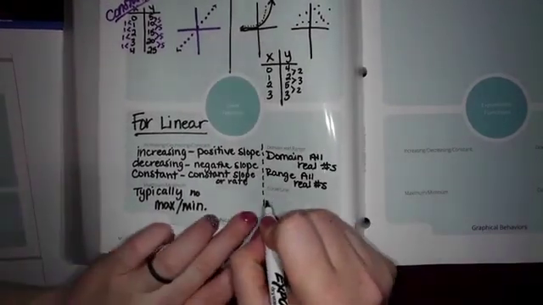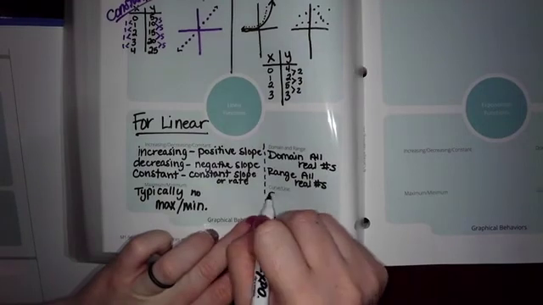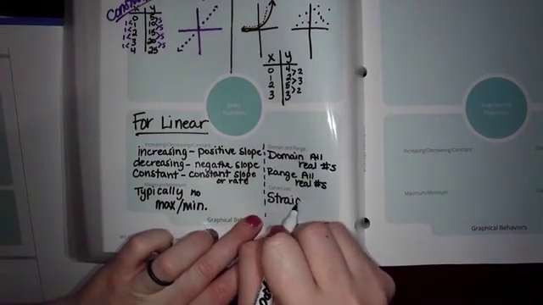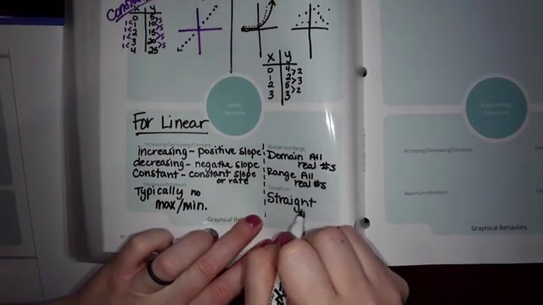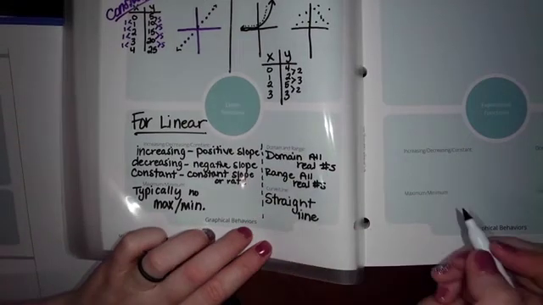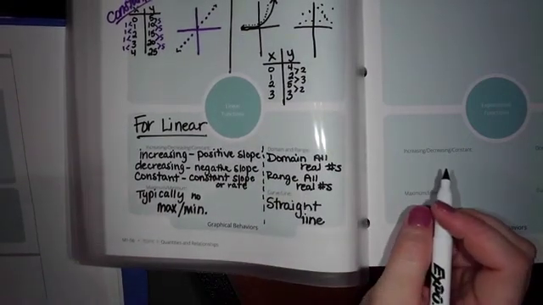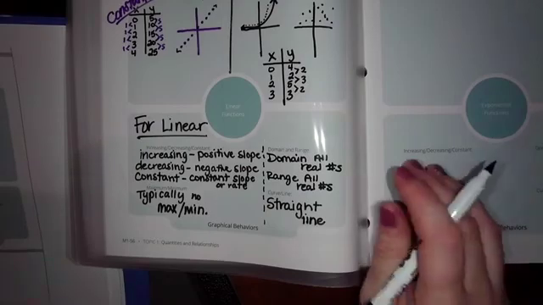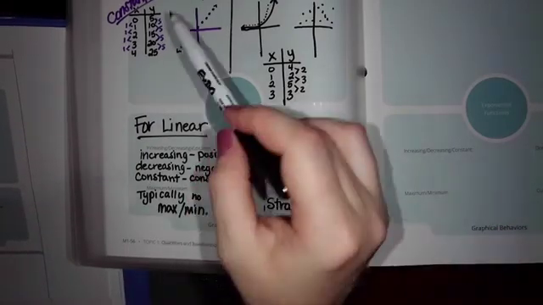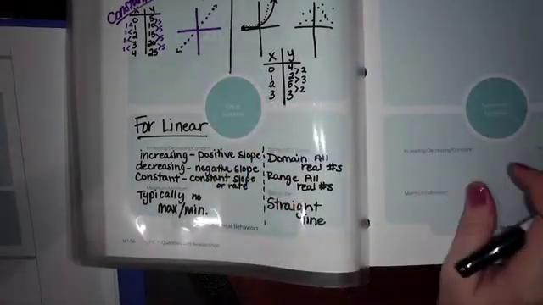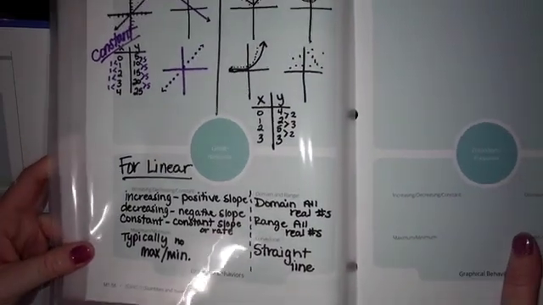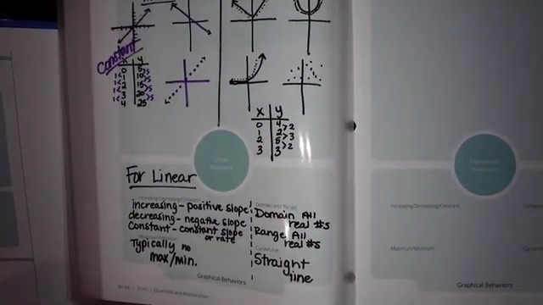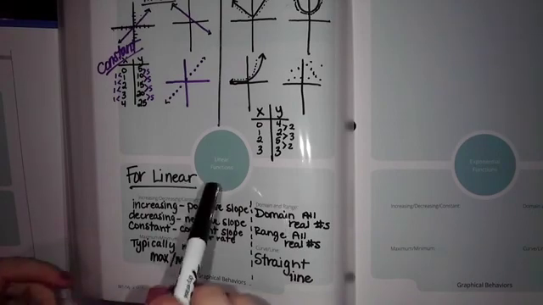Curve or line, it is a straight line. And hopefully that fridge or whatever it was wasn't too loud. So it's a straight line. That's why it's called linear. Okay, so that is the characteristics of linear functions.